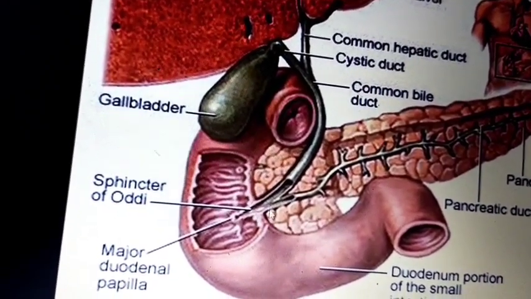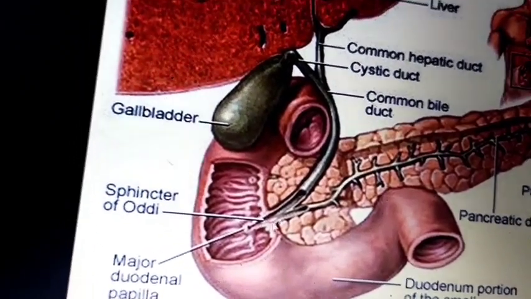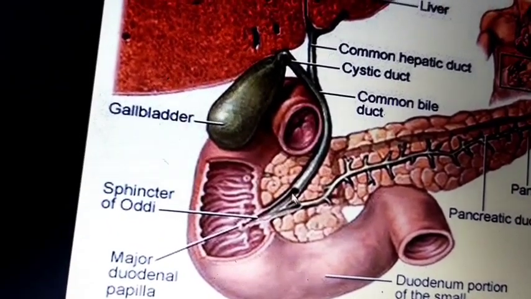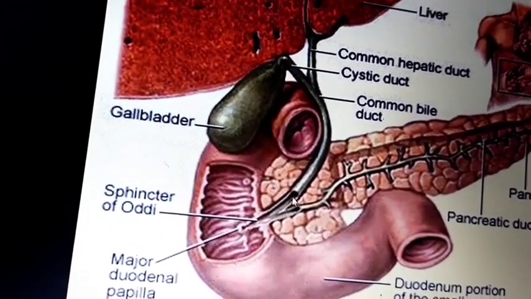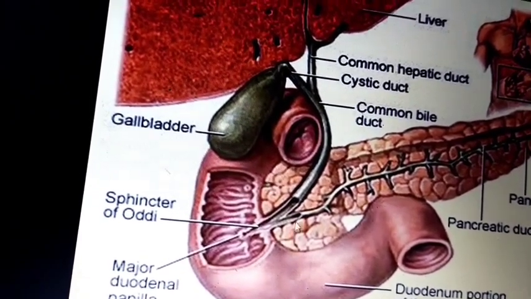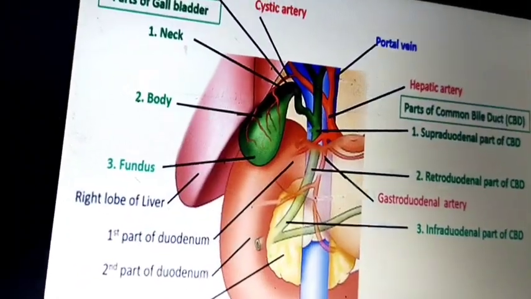This hepatopancreatic ampulla or ampulla of Vater has one sphincter. That sphincter is the sphincter of Oddi. Further, the common bile duct has its own sphincter, the sphincter of choledochus, and the pancreas also has one sphincter, the sphincter of the pancreas. Can go for the next slide.